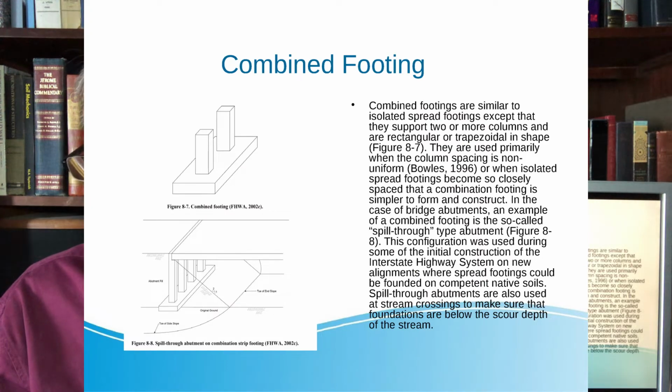Combined footings, or spread footings, usually support two or more columns. Sometimes they can be rectangular, sometimes trapezoidal in shape. And depending on the shape and the load, they can be used to deal with the issue of eccentricity and concentricity, which we'll talk about in a little bit.